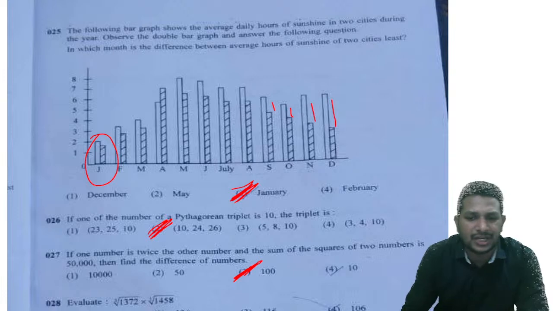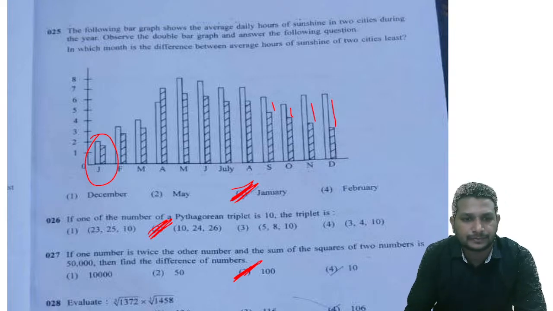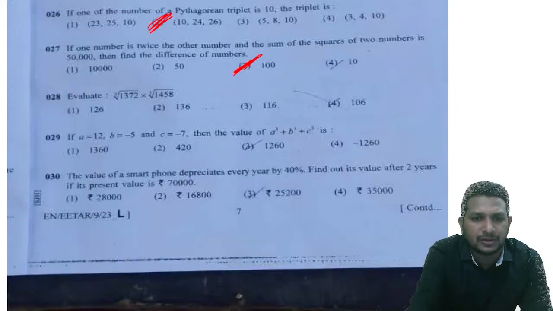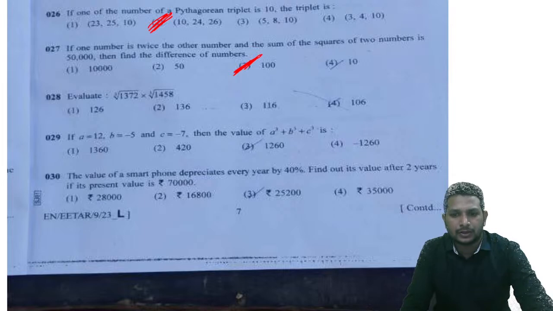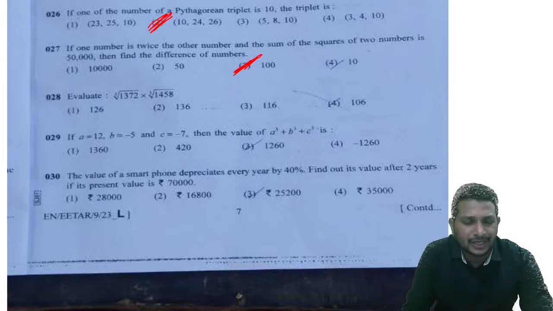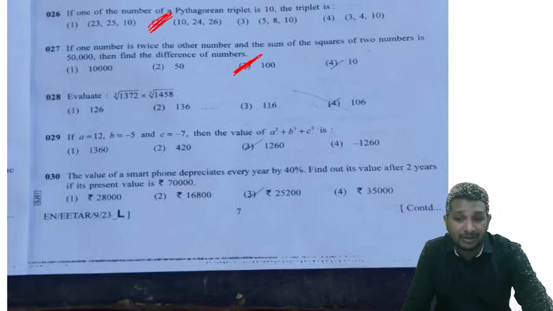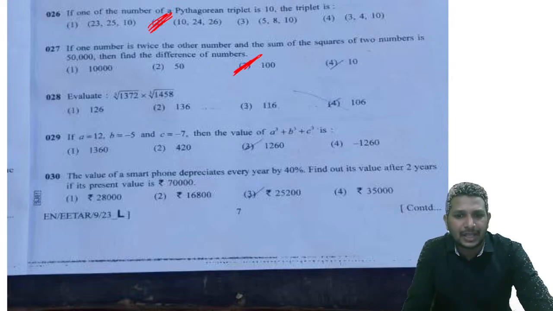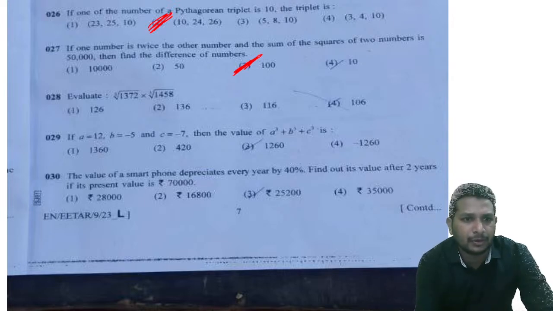Next, if you look at question number 28, over here they gave cube roots. It's not so clear, but that is nothing but cube root of 1372 into cube root of 1458. They gave the cube roots and they are multiplied. They are asking us to find the value. I'll write the question on the board so that you'll understand it clearly.